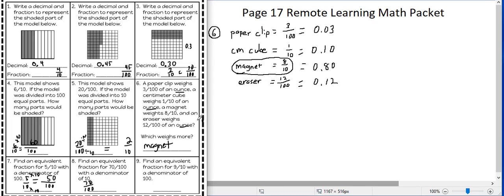Find an equivalent fraction for 70 hundredths with a denominator of 10. So here I'm dividing by 10. 100 divided by 10 equals 10. And I have to divide the top by 10. 70 divided by 10 equals 7. So 7/10. Find an equivalent fraction for 9/10. So I'm going to write 9/10 equals, with a denominator of 100. Again, I would multiply by 10. 10 times 10 equals 100. Times 10, that would be 90. All right, there we go.